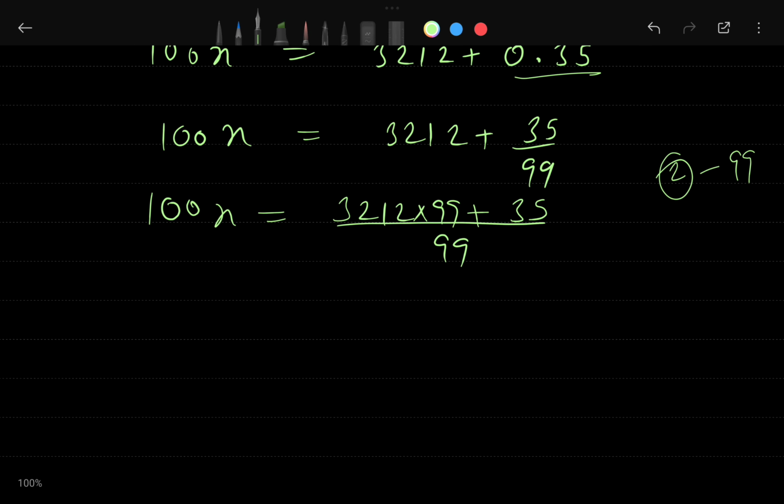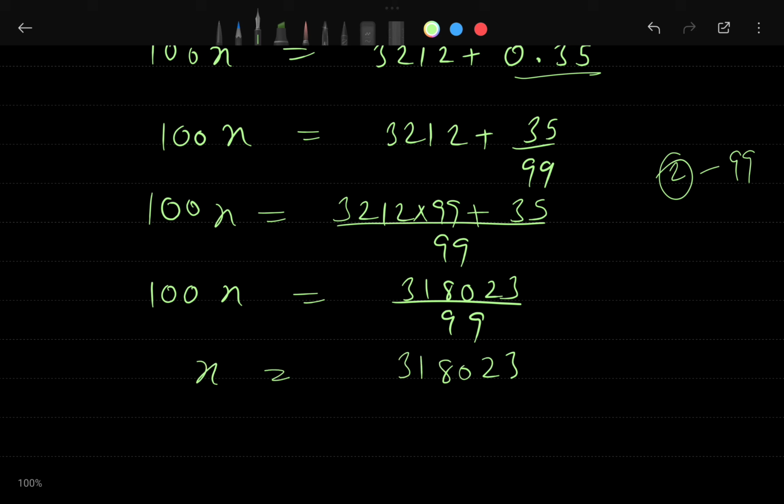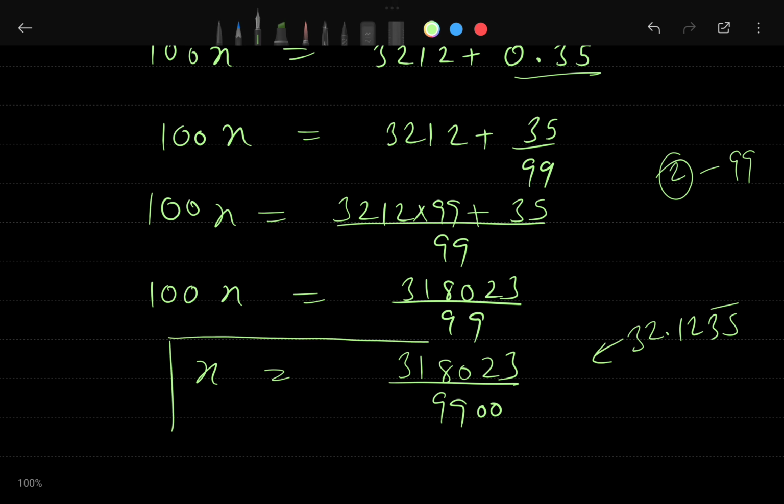Now if you solve this expression, you will get 318023 by 99. And if you take 100 to the right side, you will have 318023 by 9900. So this is the P by Q representation of 32.1235 bar. This is how you convert a mixed repeating decimal number to P by Q form.